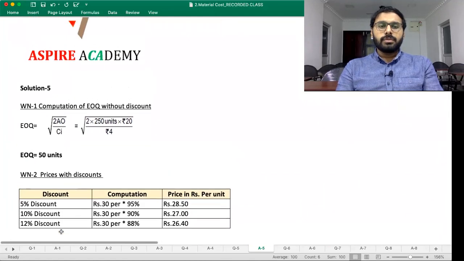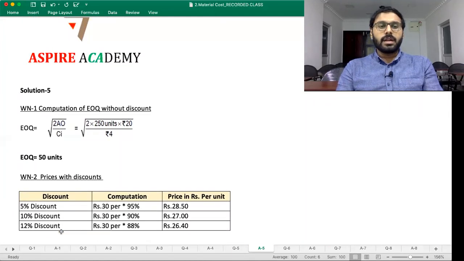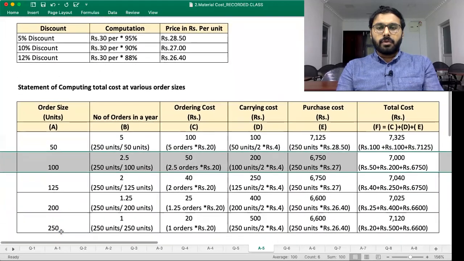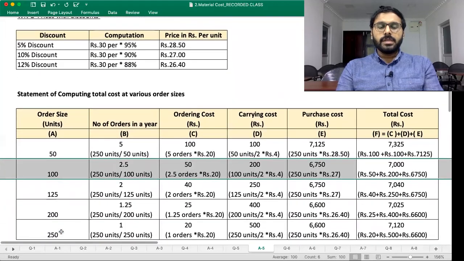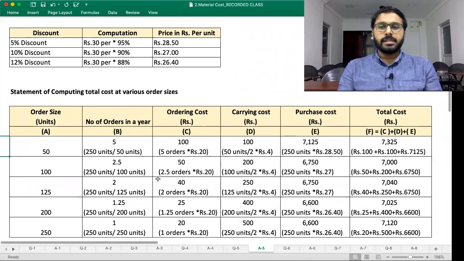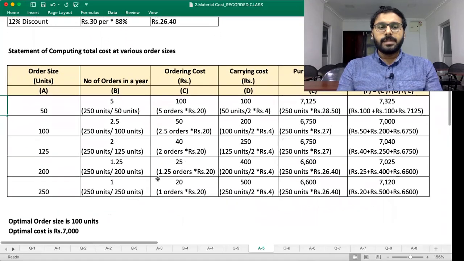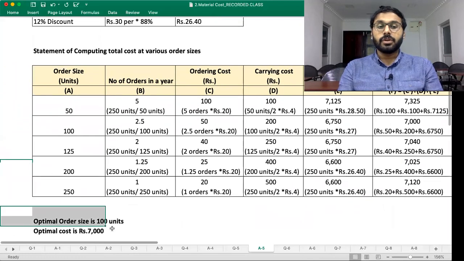Okay, now you can pause the video here and write down the working note portion. And you can pause the video here and write down the solution portion, the various tables that are given. And at the end, you can simply write down the optimal order quantity, because this is going to be the important portion in your solution.